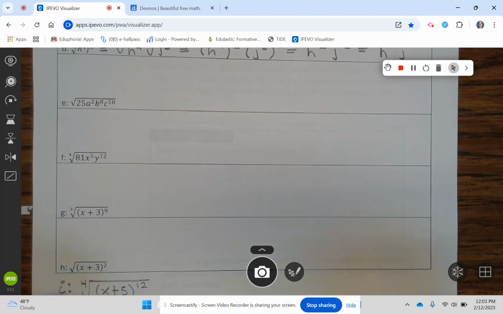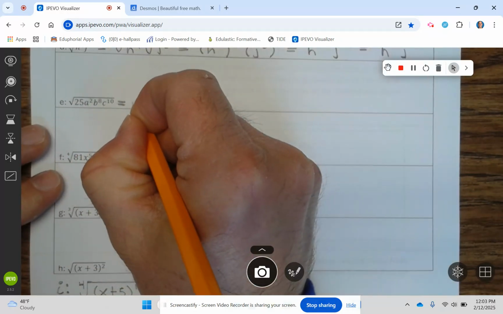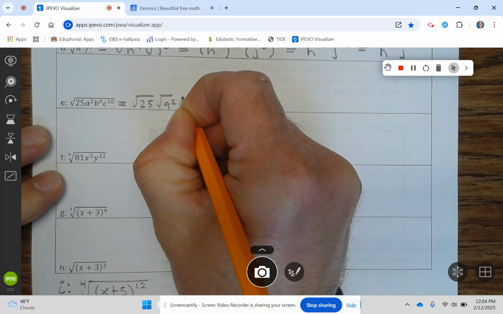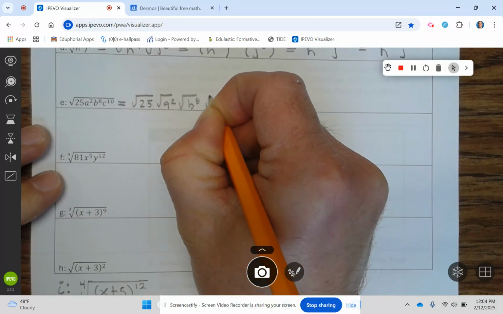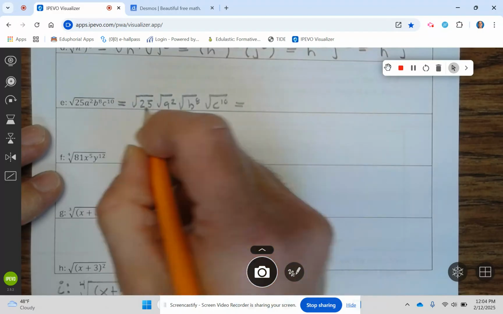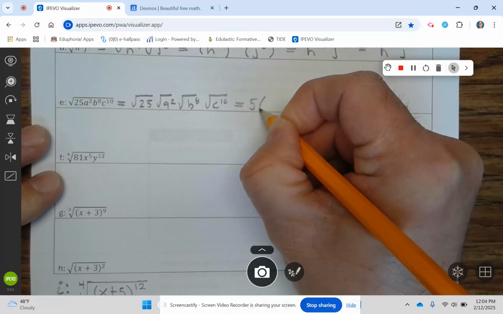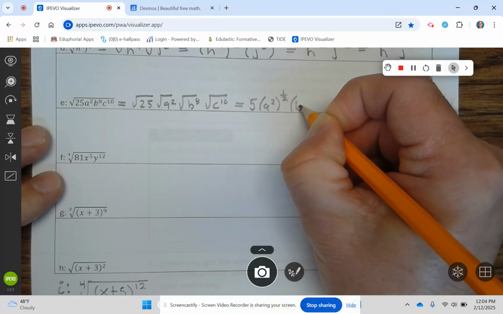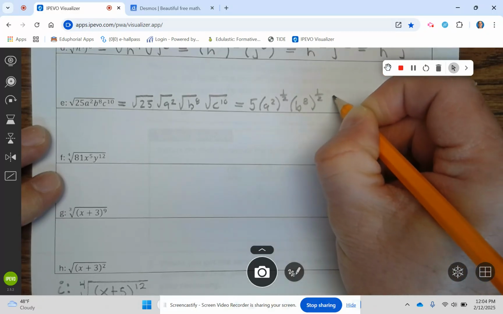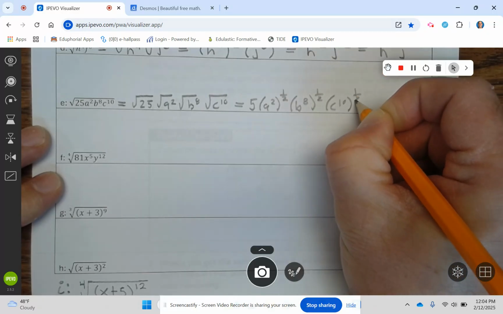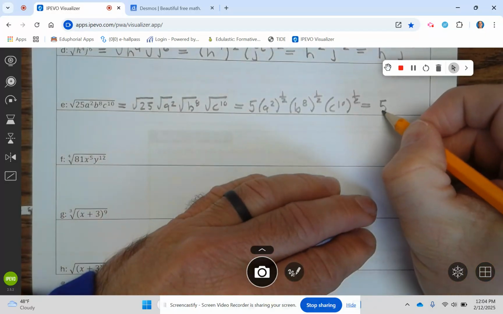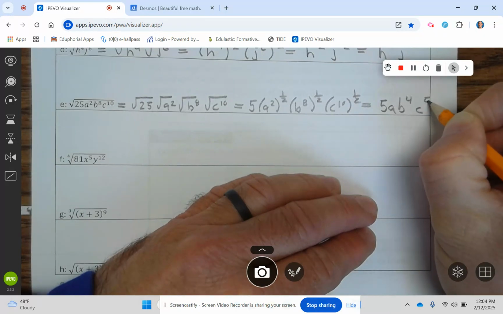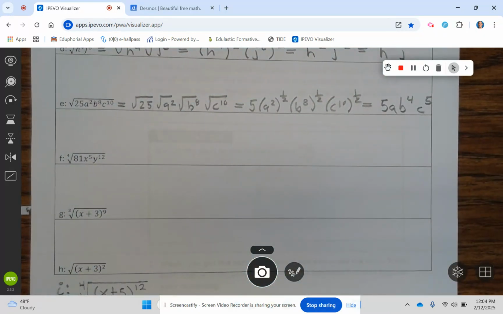Let's take a look at E. So this becomes the square root of 25 times the square root of a squared, square root of b to the 8th, square root of c to the 10th. Square root of 25 is 5, so that's 5 times a squared to the 1/2 times b to the 8th to the 1/2 times c to the 10th to the 1/2, which equals 5a b to the 4th c to the 5th. All right, go ahead and finish up E.